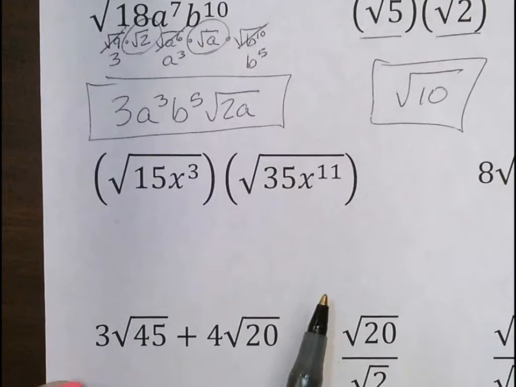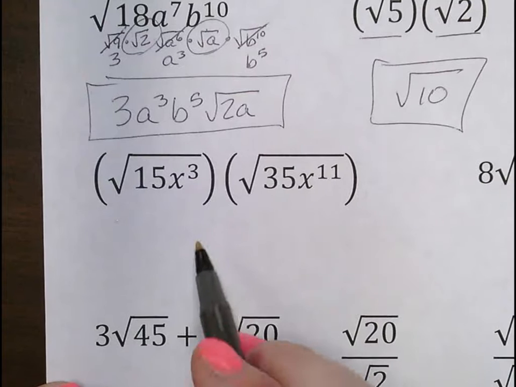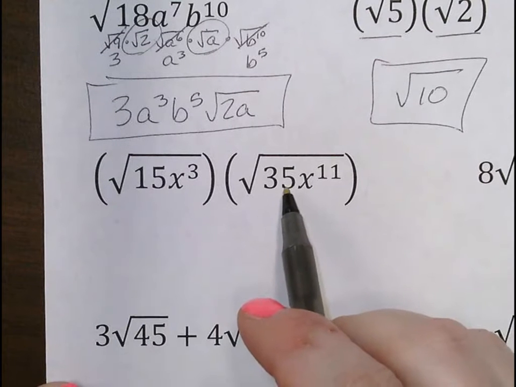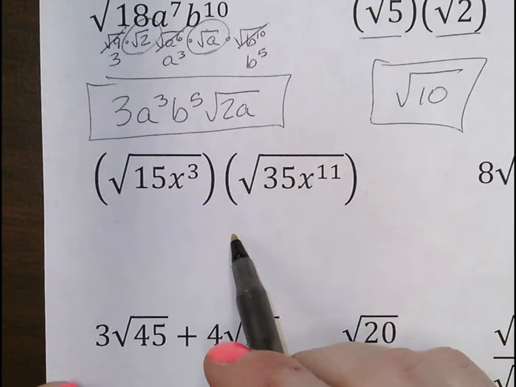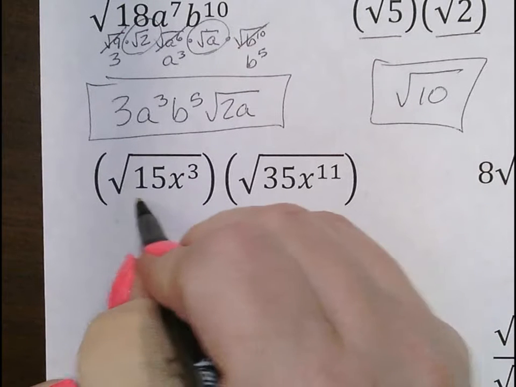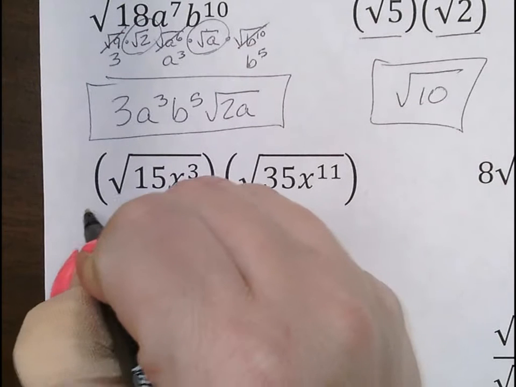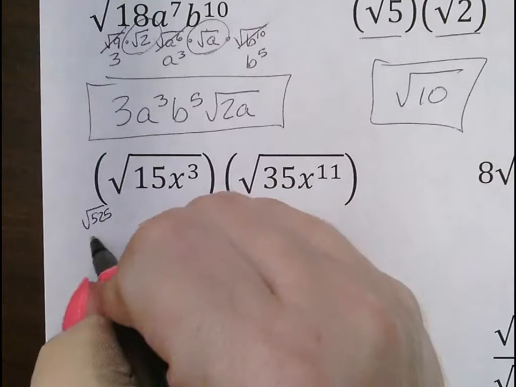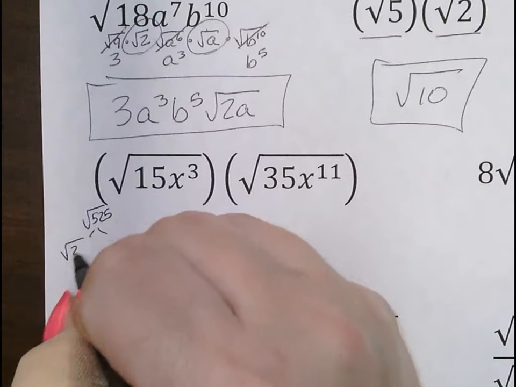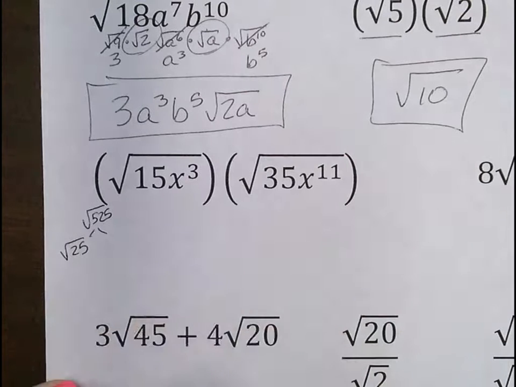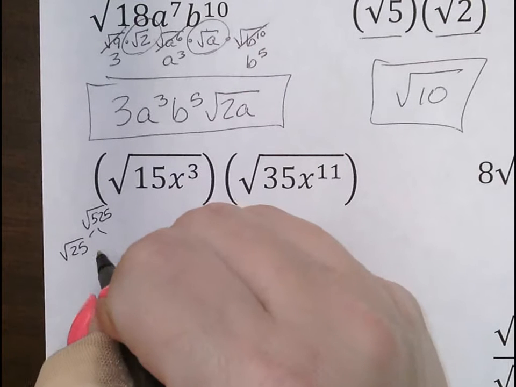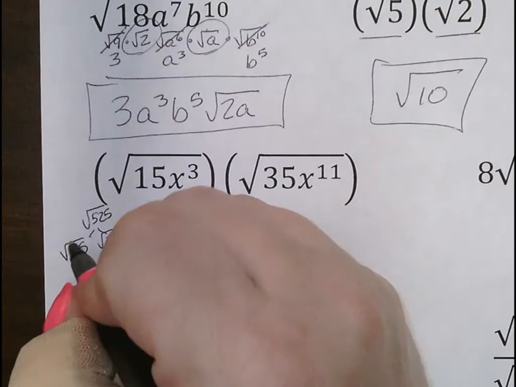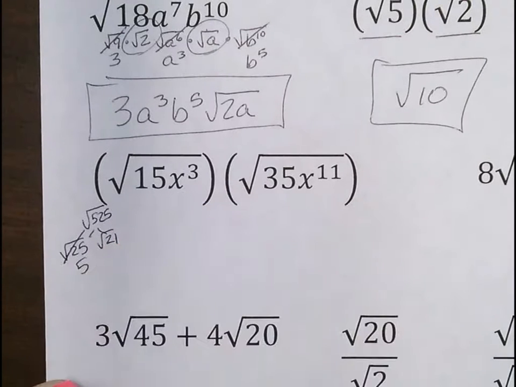There are multiple ways to approach this one. One option would be to start breaking down the 15 and the 35 ahead of time. Another option is just to multiply them. If I just multiply the 15 times the 35, I'm going to get the square root of 525. And 525 can again be broken down into a 25 and a 21. And we could work it this way. The square root of 25 will be 5.